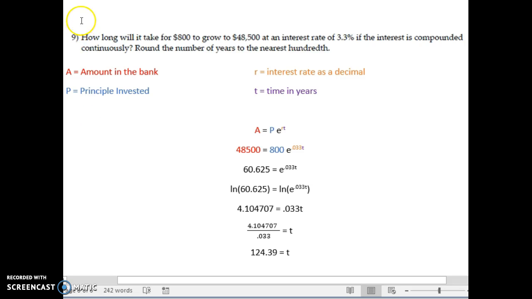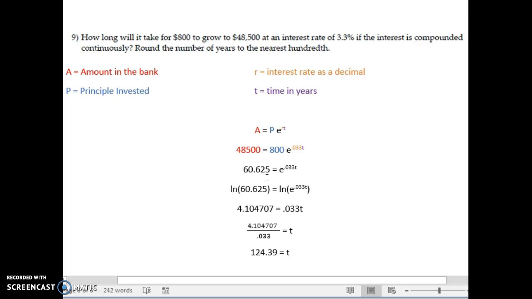Number 9 is another interest problem, but this time we're compounding continuously. And the formula for continuously compounded interest is right here. A equals Pe^(rt), the principal times the number e raised to the exponent of r times t. And so again, plug in all your values where they go. And I'm going to divide both sides by 800. And you get to this step.